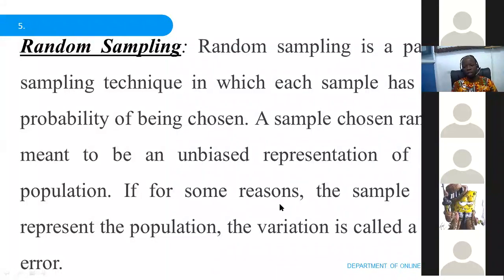If for some reason the sample does not represent the population, the variation is called a sampling error. There could be a mistake when you are selecting from a group. You are likely to make some mistakes, and we call that mistake sampling error. There's also another technical term we need to know. You will come across this in the course of the lesson.